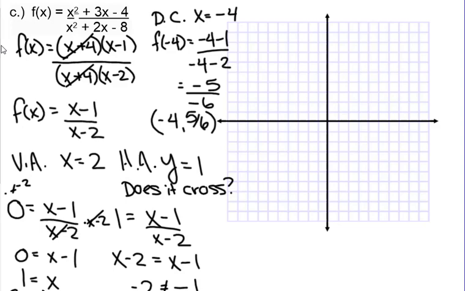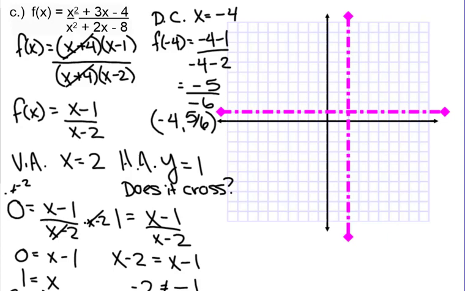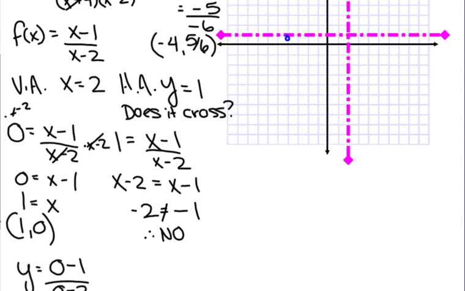So on our graph, let's start filling in information. We've got a vertical asymptote at x is equal to 2. We've got a horizontal asymptote at y is equal to 1. We've got a point of discontinuity at -4 and 5/6, so not quite 1. So maybe right there. We've got x-intercepts and y-intercepts, so an x-intercept of (1, 0), and a y-intercept of 1/2.